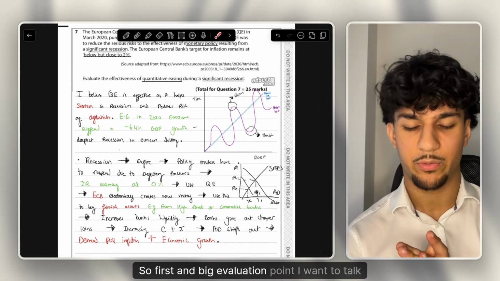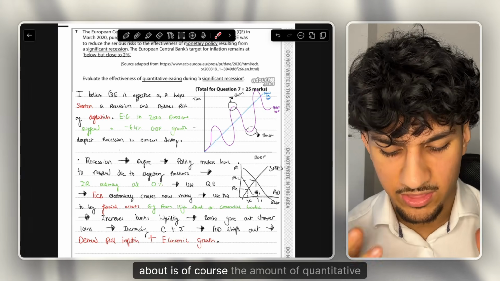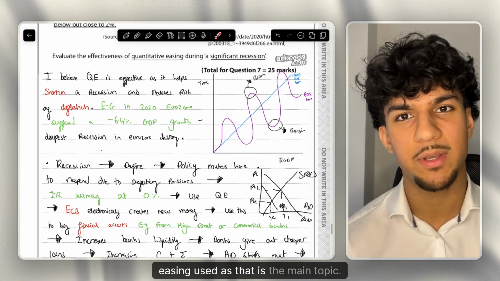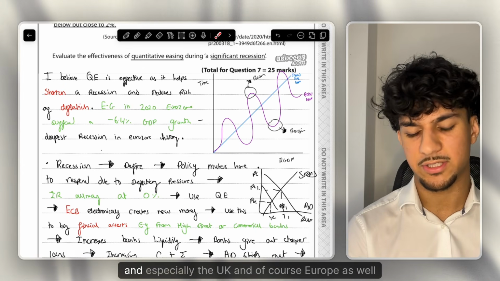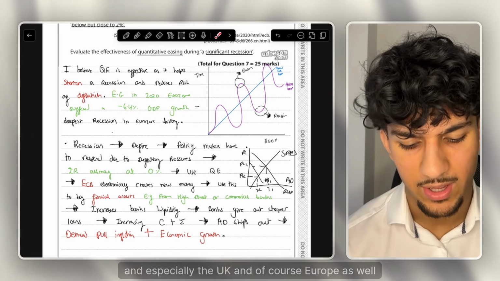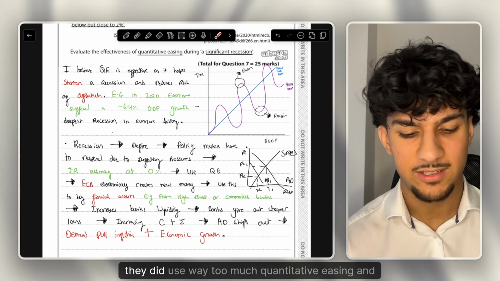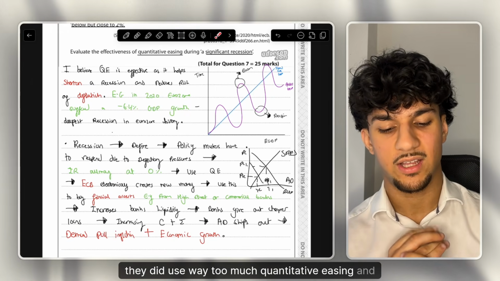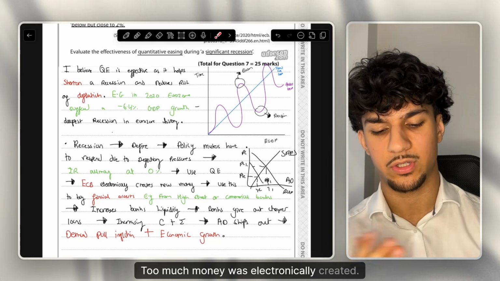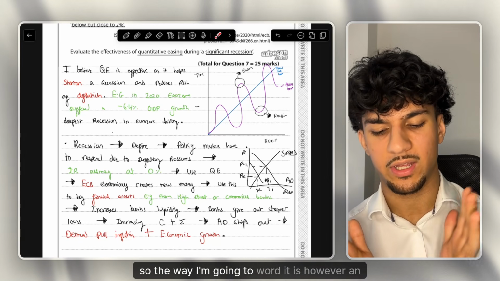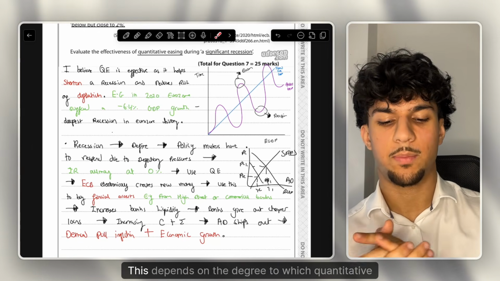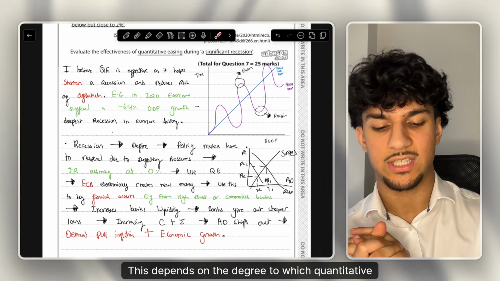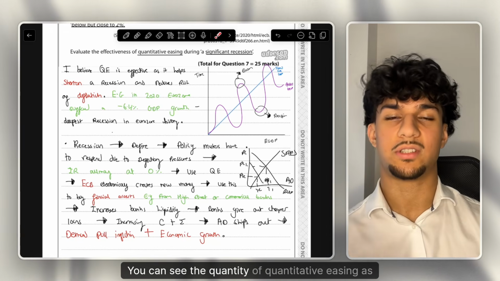So first and big evaluation point I want to talk about is of course the amount of quantitative easing used, as that is the main topic when we think about COVID, and especially the UK and of course Europe as well, where they probably, and they did, use way too much quantitative easing, and too much money was electronically created. So the way I'm going to word it is, however in evaluation, this depends on the degree to which quantitative easing was used. Or you can say the quantity of quantitative easing.